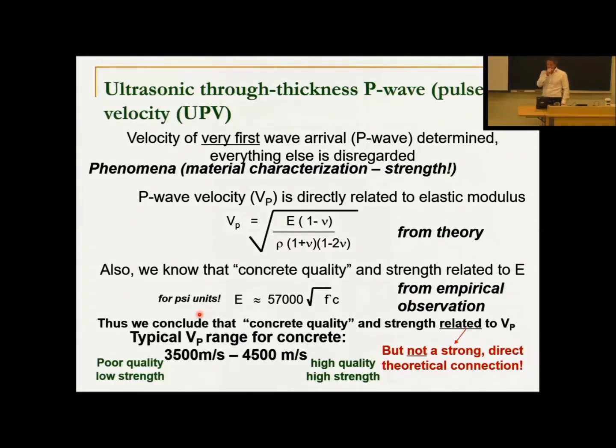So an alternative is to take a cue from radiation measurements. Like, can we just send energy through and measure the very first wave that comes through? In this case, it would be a P wave, because remember, they're the fastest ones, right? And we just measure the time it takes for this wave to get through. That's the P wave velocity.